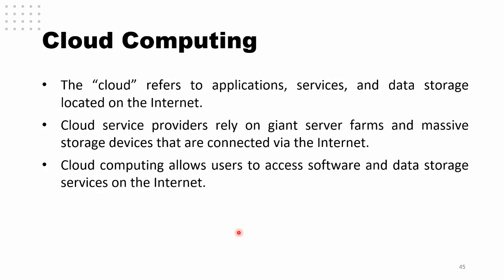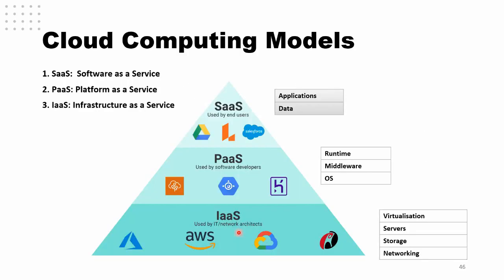Cloud service providers rely on giant server farms and massive storage devices that are connected via the internet. Cloud computing allows users to access software and data storage services on the internet. So as you can see in this diagram, there are three main models in cloud computing.